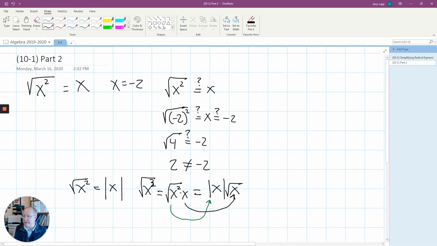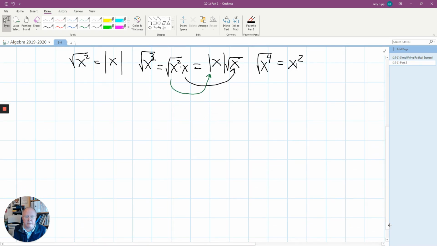Okay. Now, what happens if you have this guy? The square root of x to the fourth. Well, x to the fourth is already going to be a positive value. That's x squared. And you can work this out more and more on your own. In the book, there are some examples.